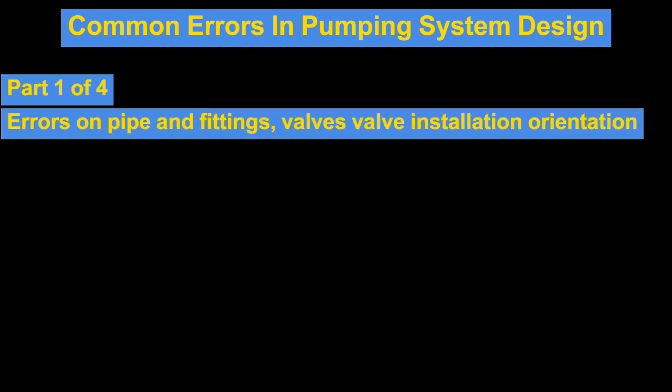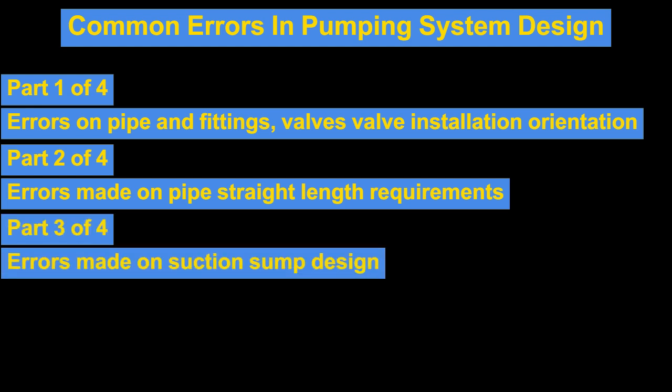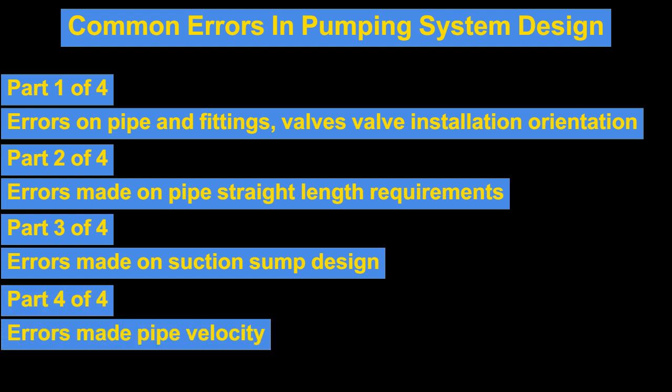Part 1 of 4. The common errors made on pipe and fittings, such as fitting, butterfly valve and non-return valve installation orientation. Part 2 of 4. The common errors made on pipes' straight length requirements for equipment such as pump, non-return valve and flow meter. Part 3 of 4. The common errors made on suction sump design, such as minimum submergence, turbulence and water levels. Part 4 of 4. The common errors made on pipe velocity.